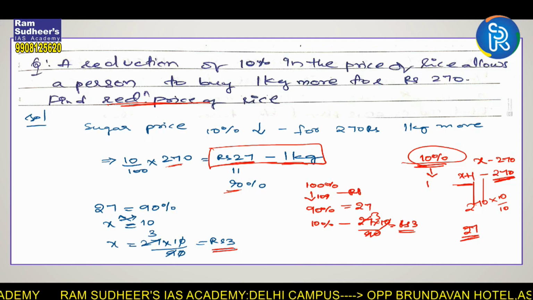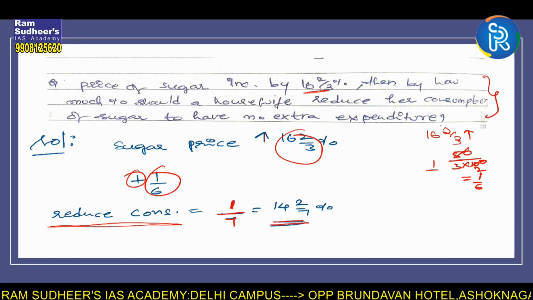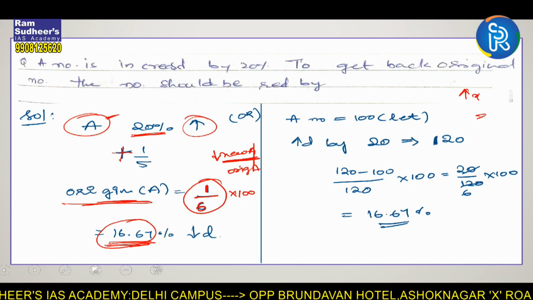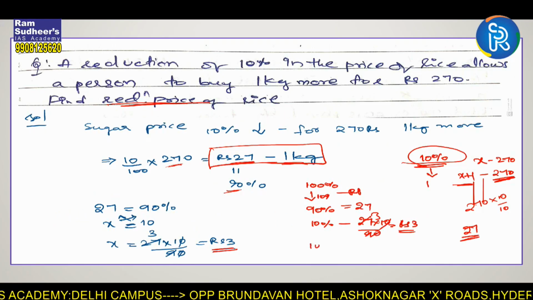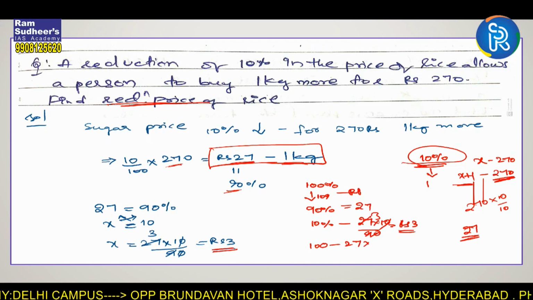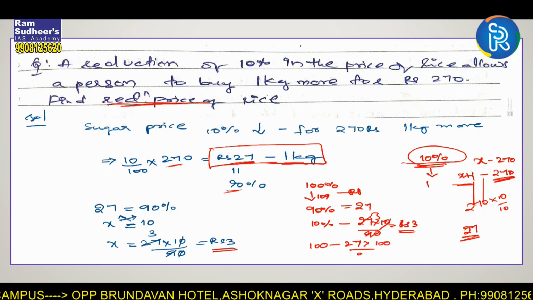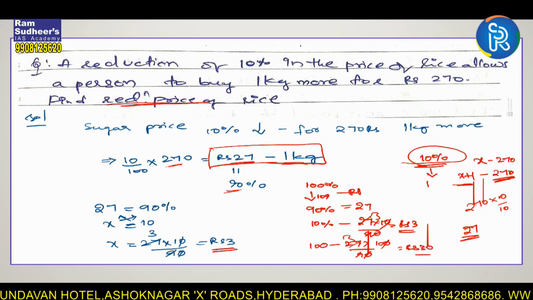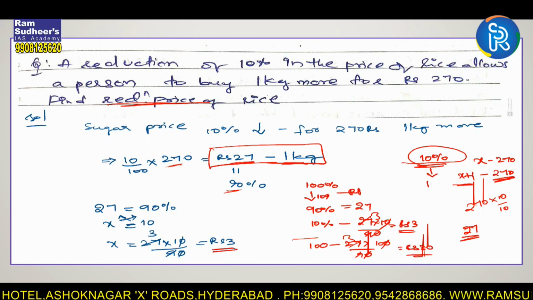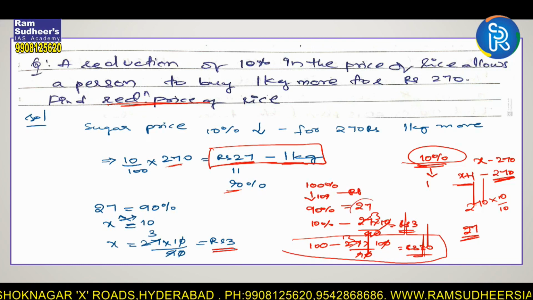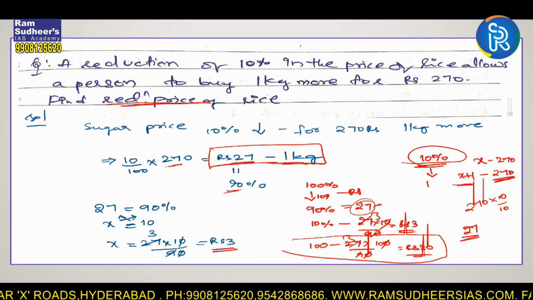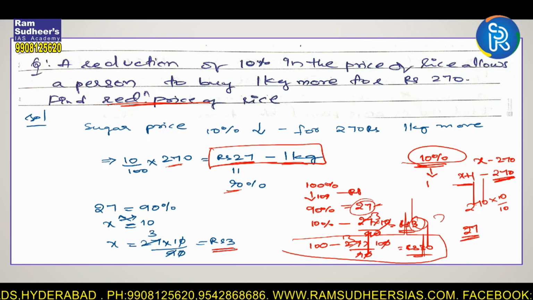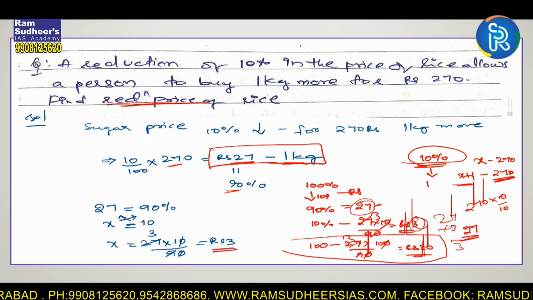If he had asked us to find the original price of the rice, 90% is 27, and therefore my 100% would be 27 into 100 by 90. This is equal to rupees 30, and therefore my original price is 30. Even if you do not like to calculate all this, my new price is 27, and it is reduced by 3 rupees. My original price would be 27 plus 3, which is 30 rupees. I think you're okay with the question.